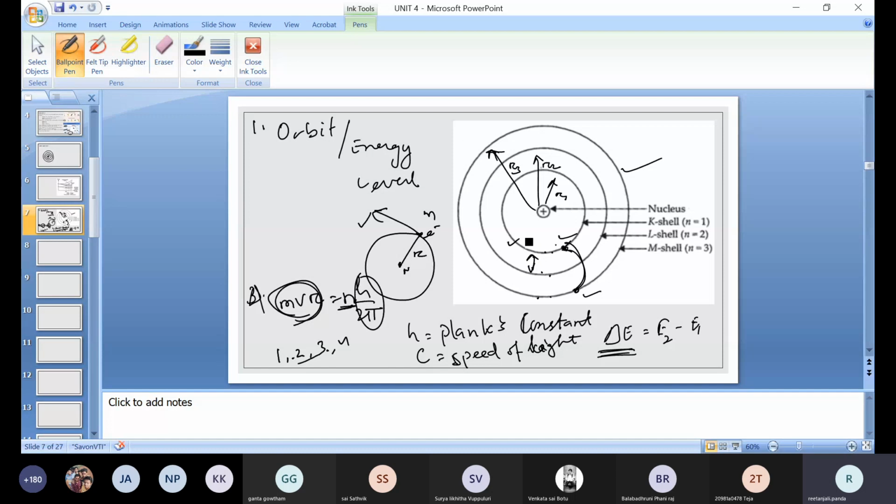So for every shell, the amount of angular momentum of the electron is fixed, which is an energy value, or we can say the energy packet, and that is fixed for each and every shell. This is what the 4 postulates given by Bohr's atomic structure are.